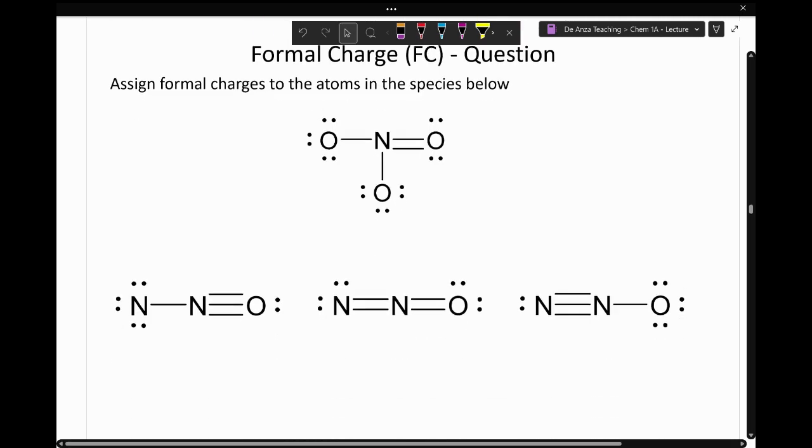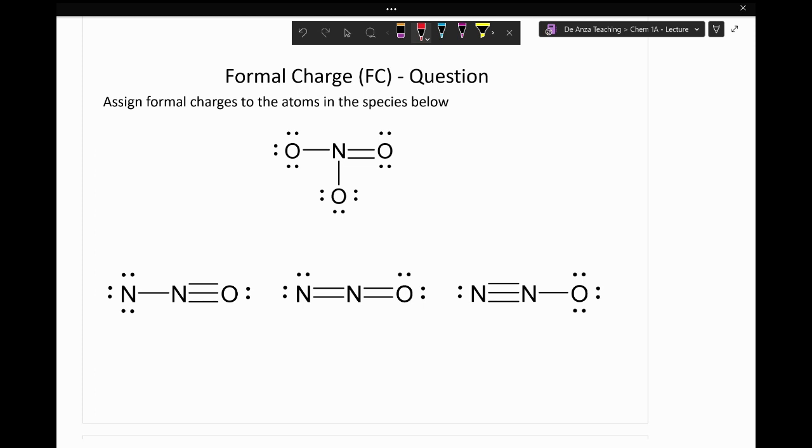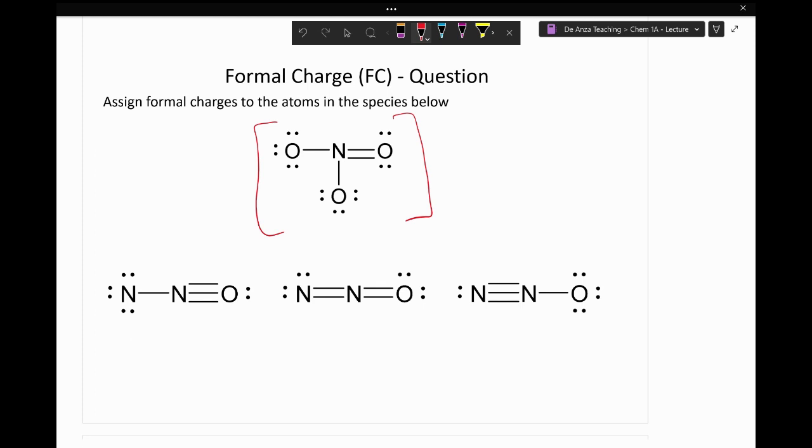And so this is another question that I'll have you do. Pause the video here and then assign formal charge to each of these atoms. All right. So welcome back. What we're going to do is we'll assign formal charge to each one of the atoms here. And so I'm just going to write up those formal charges. If you have a question, please send me an email.